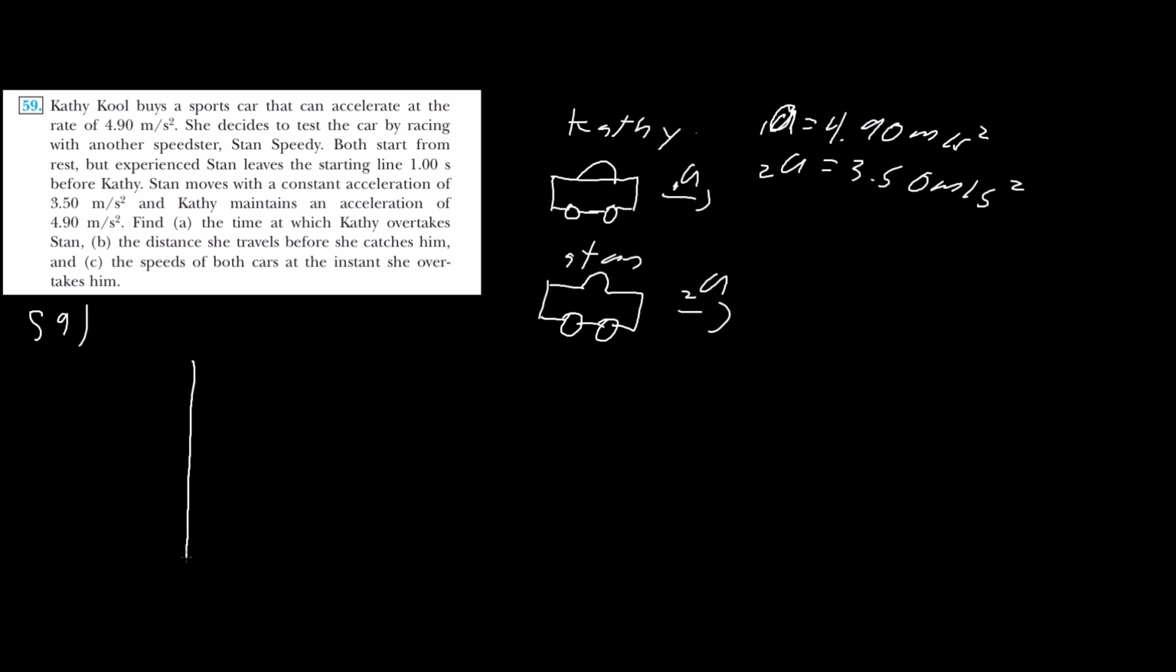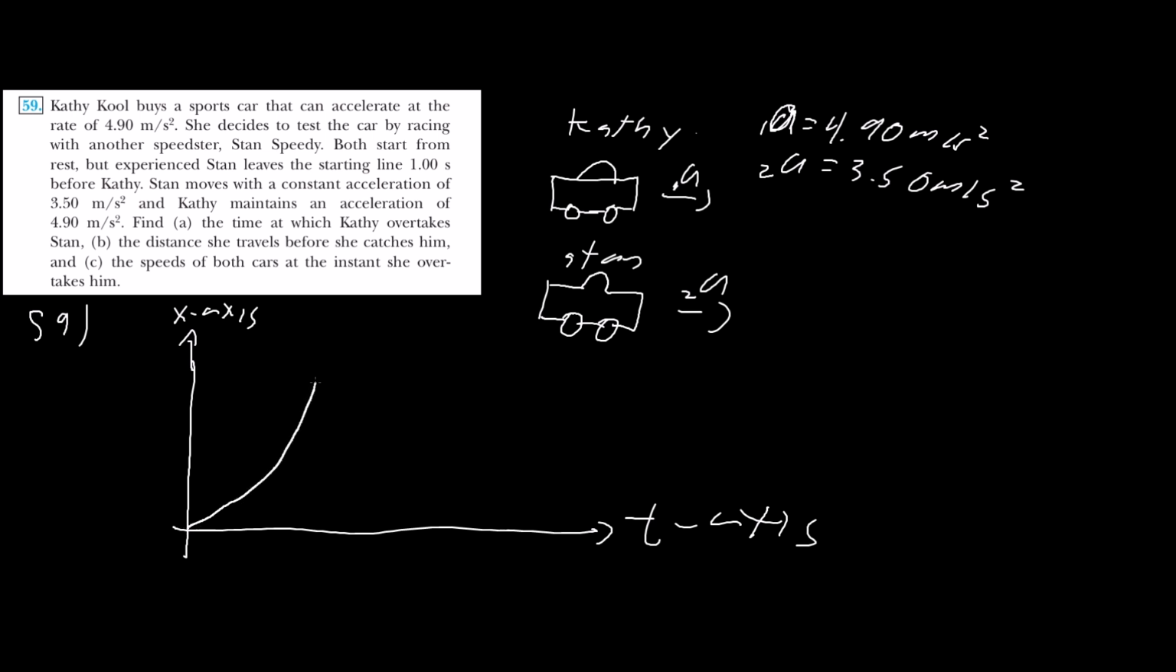All right, so let's draw this, folks. Let's draw the t-axis and the x-axis. Stan is going to go first, so it's going to accelerate. And then 1 second later, I'm going to call that t naught, t naught being 1 second later. So this is the motion for Stan.